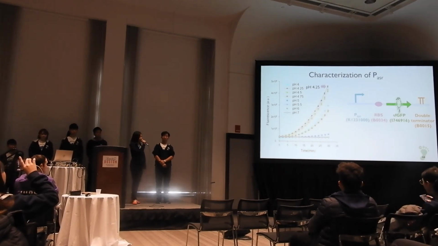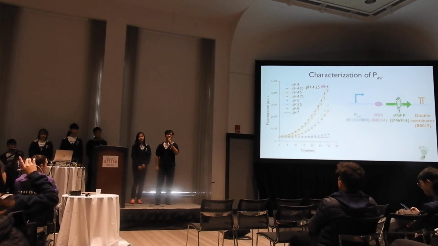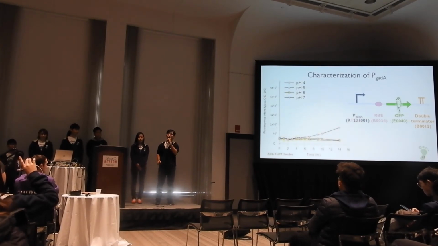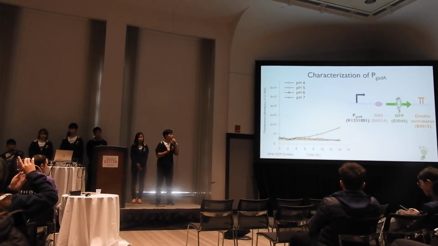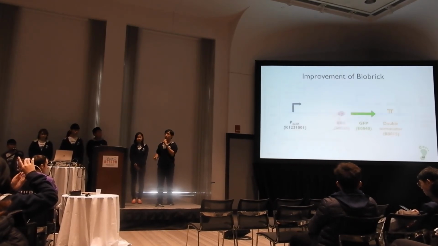How about another promoter? Thomas, can you make a brief introduction for us? Okay, the next promoter we chose is the GADA promoter, which was discovered by the 2016 Dundee team. We characterized the promoter again and found that it has a high expression at pH 7. We were not satisfied with the result, so we decided to improve this BioBrick by adding a RiboJ sequence from the 2016 William and Mary team.